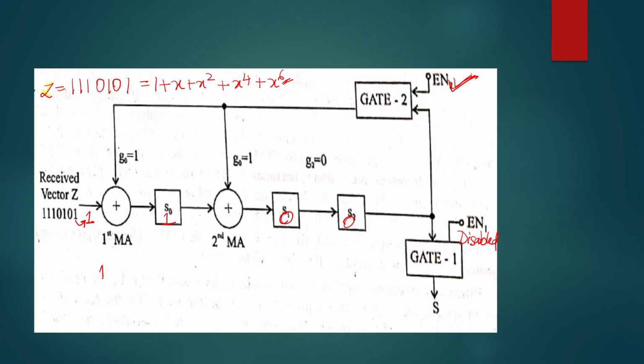Now considering the second one, the second received bit will come, which is 0. When 0 enters, you can see the last bit is again 0. 0 plus 0 is 0 and 1 comes out. 0 plus 1 is 1. So 1 gets pushed into shift register 1 and the 0 which was there previously gets shifted to S2. Okay, so this is the output for the second bit that is being sent.